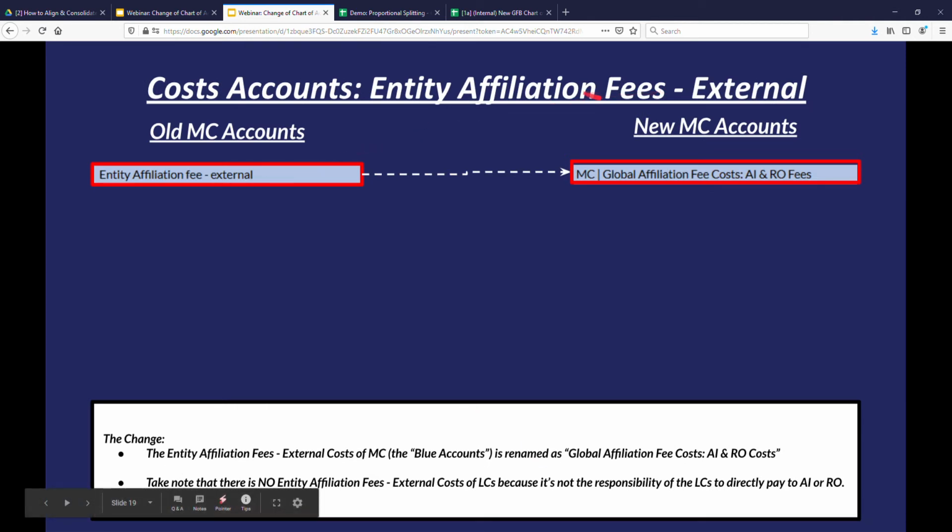The entity affiliation fees external is renamed to global affiliation fee just to avoid the confusion. It's just to make things specified to AI and RO fees. Why did we not split these two? Because when you're going to pay an invoice, it's going to be the same cost anyway.